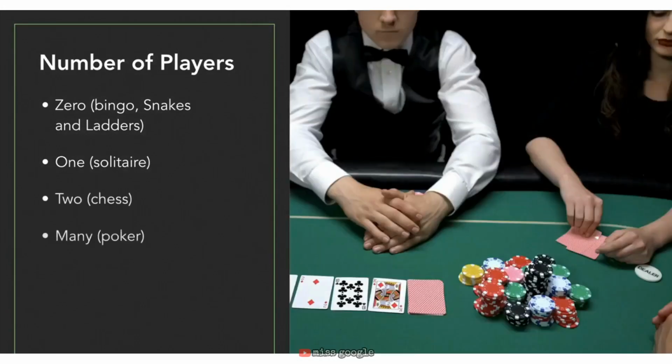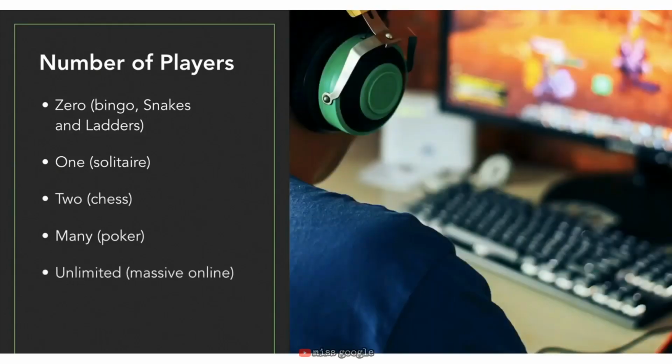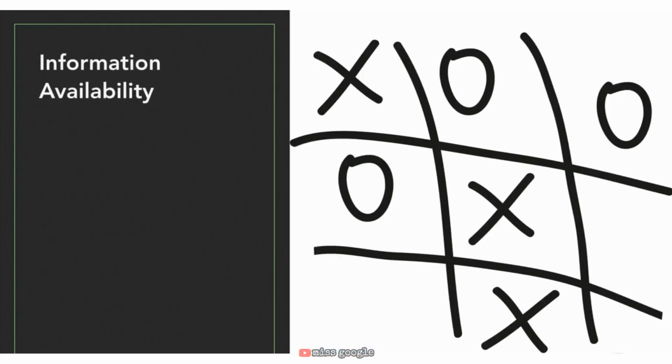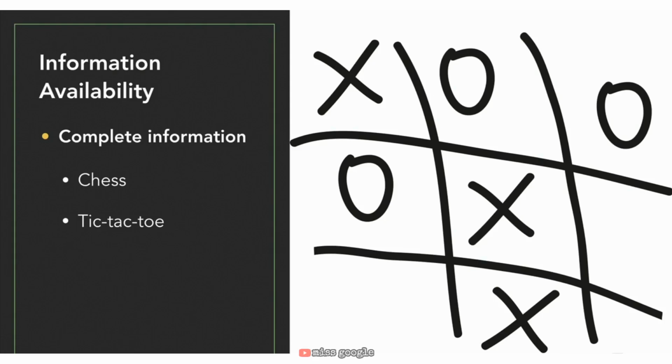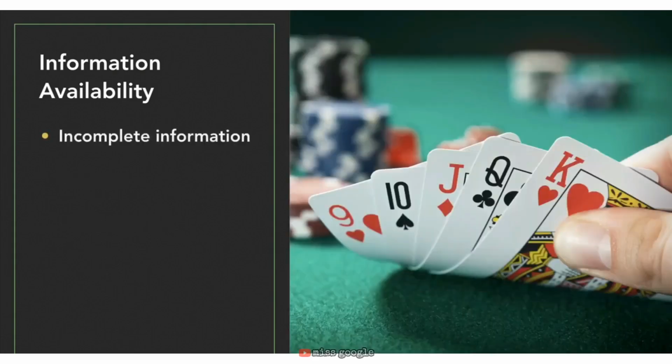Some games may have many players like poker. And we have massive online games as an example of unlimited player games. The availability of information divides games into two categories. Complete information games, like chess or tic-tac-toe, where all players can see the state of the game at all times, and incomplete information games, where information is hidden to some players, like auctions and poker.